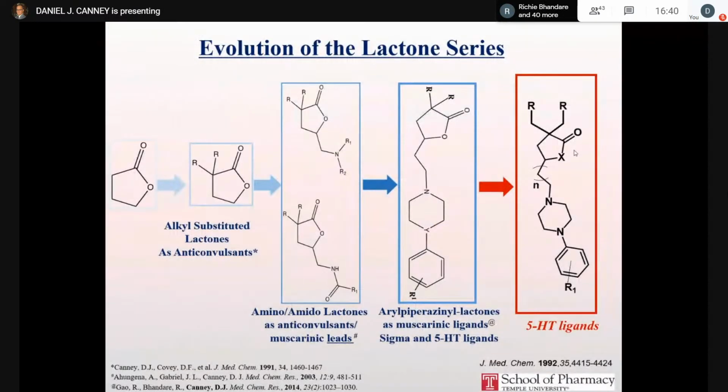All right, so that brings me to the focus of my talk today, which are these lactones that we've been working on. I've been working on these simple alkyl substituted lactones as anticonvulsants since my days as a postdoc out in St.